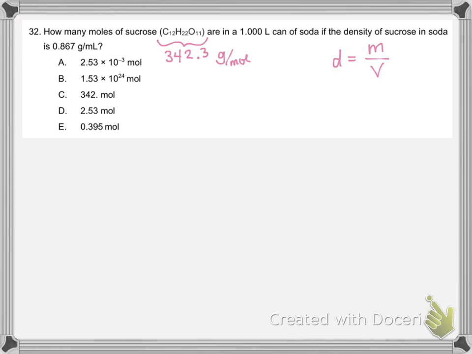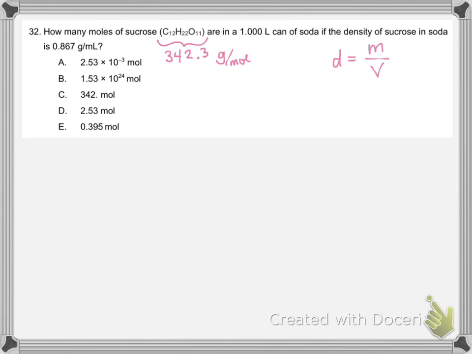To figure this out, you would just take the number of carbons we have, so 12, times the mass of each carbon, which you can get from the periodic table. It was about 12 grams per mole. Then you do the same for hydrogen and oxygen and just add all of those up. Okay, so we know that density is equal to mass over volume, and we can use this as a conversion factor between volume and mass.